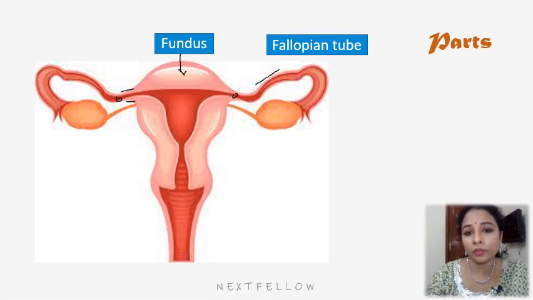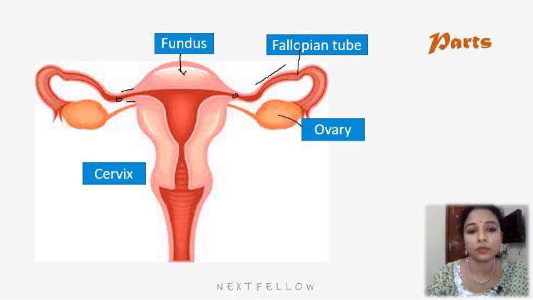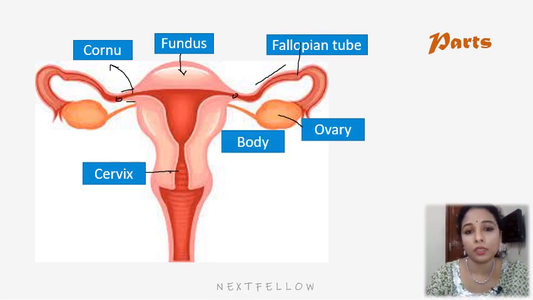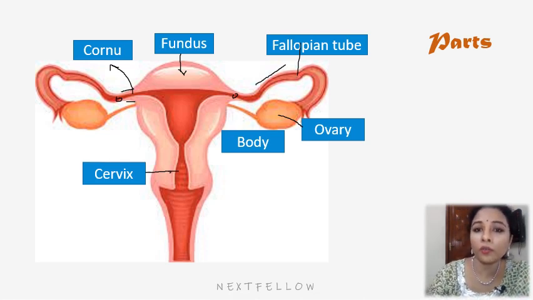Here are the fallopian tubes on each side. This is the ovary. And here is the cervix, constricted part. Cornu. And here is the body of uterus. So the cornu, we said it is located near the entry of the uterine tubes. Body is located between the cornu and the cervix.